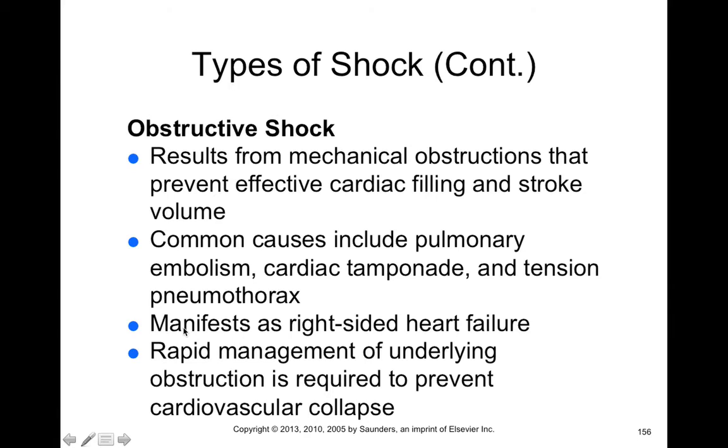Now, obstructive shock can manifest as right-sided heart failure, where we see a backup of blood flow in the systemic circuit. And in terms of treatment of obstructive shock, you want to see rapid management of the underlying obstruction. So if it's an embolus, trying to clear out that embolism wherever it's located. And that way we can actually prevent any kind of cardiovascular collapse that can result from that obstruction.